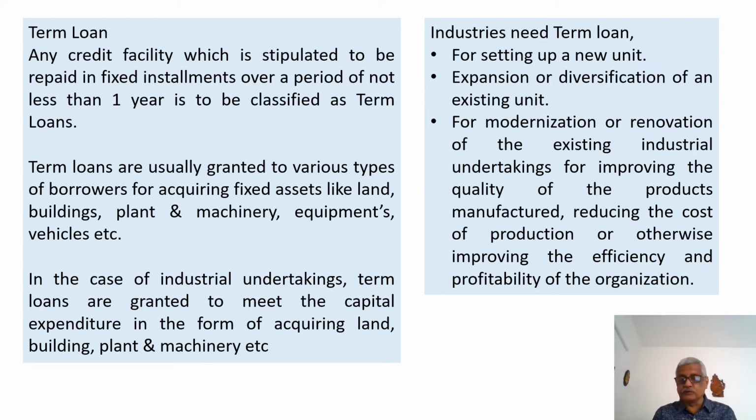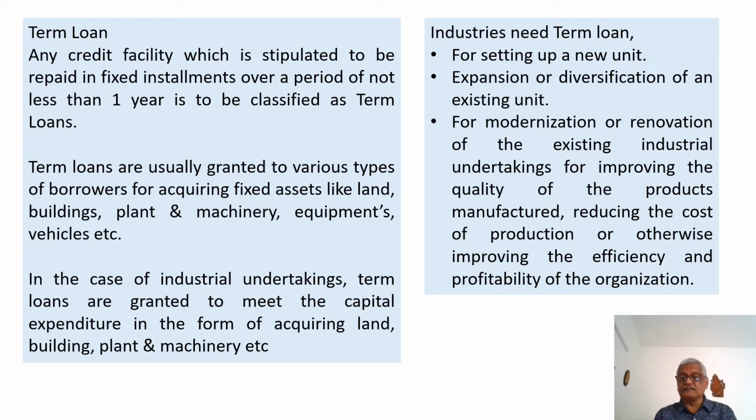Industries need term loans for either setting up a new unit or expansion or diversification of an existing unit. When I say expansion, suppose a project has a capacity to produce 1000 metric tons and they want to increase the capacity to 1500 tons. For the investment to be made in the plant to increase the capacity, they may require a term loan. Similarly, a company which is producing some products and would like to expand or diversify its activities may have to set up a project for which they may need a term loan.